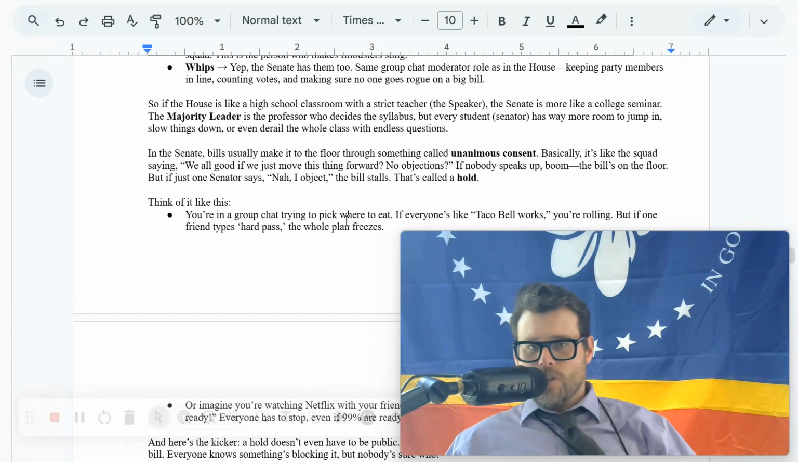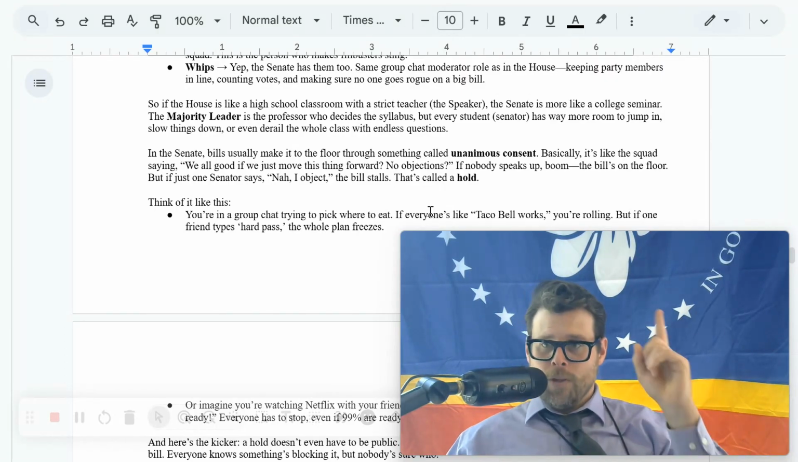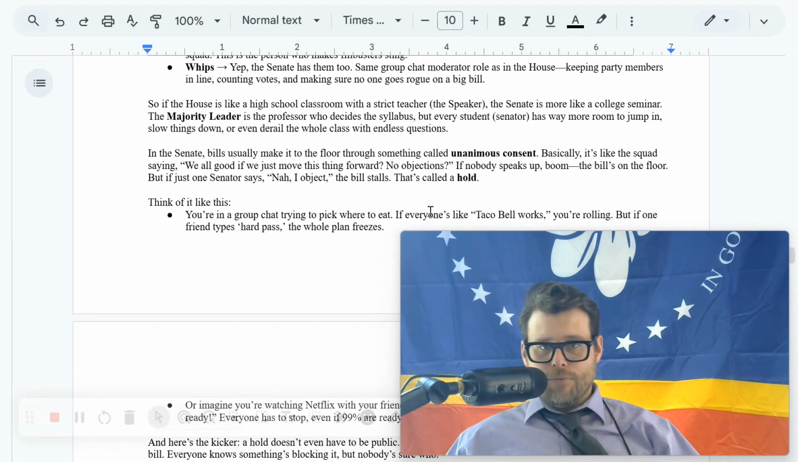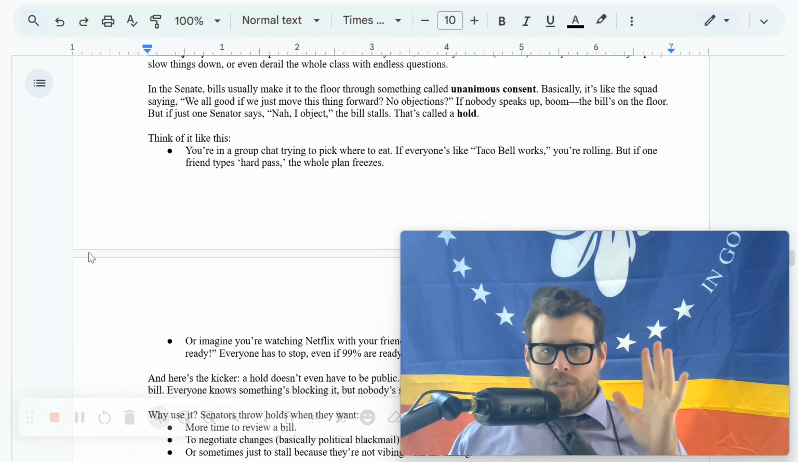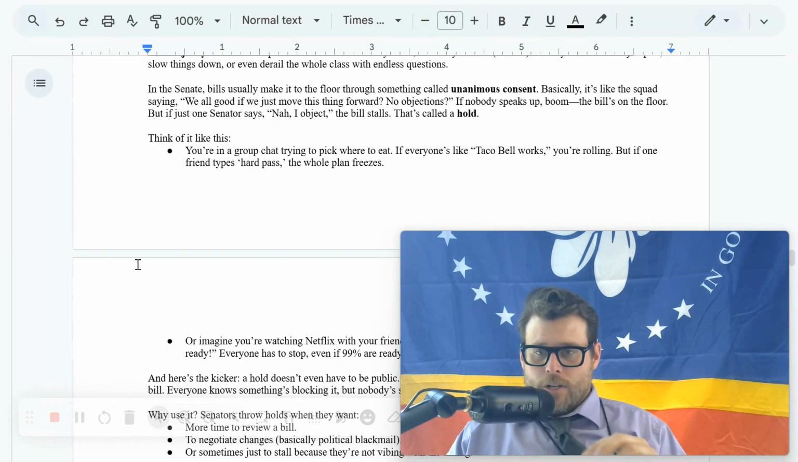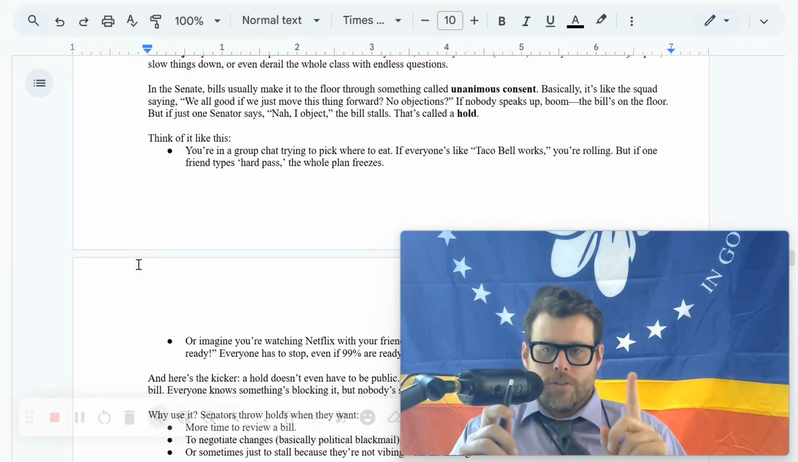So in the Senate, bills usually make it to the floor through something called unanimous consent. Unanimous meaning all of them must consent. Basically, it's like the squad saying, we all good if we just move this thing forward? No objections? Cool, let's do it. If nobody speaks up, boom, the bill's on the floor for debate. And if just one senator says, nah, I object, fam, the bill stalls, and it's called a hold. All right, so that's called a hold. All right, and they can hold it up. Just one senator can hold up unanimous consent. You got to have all senators agree.